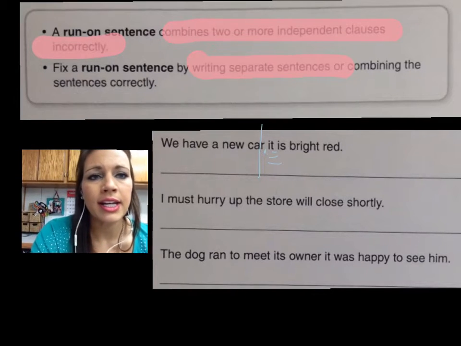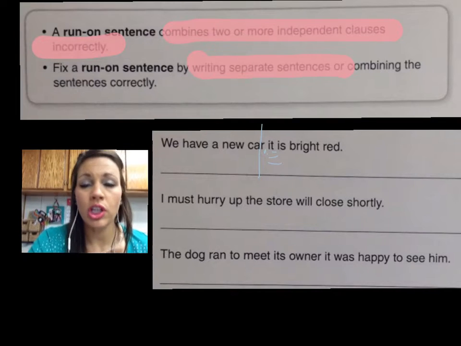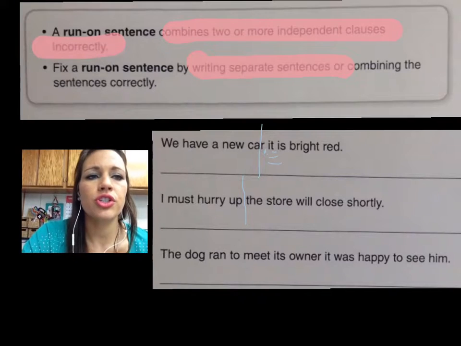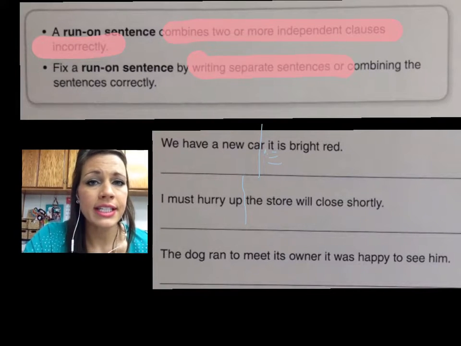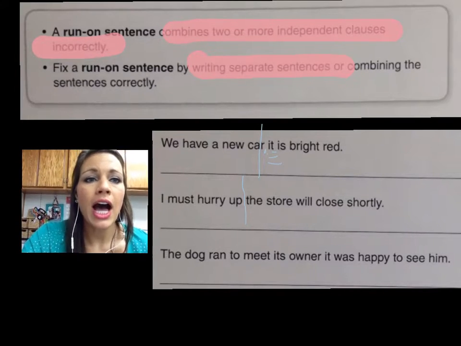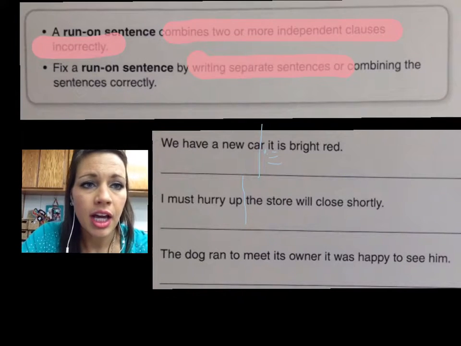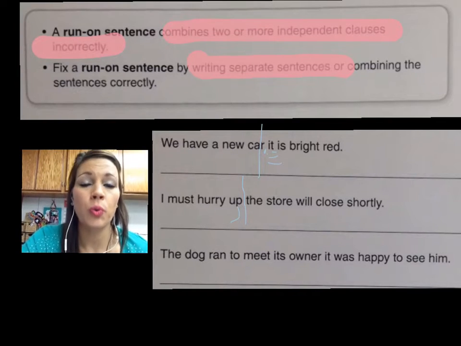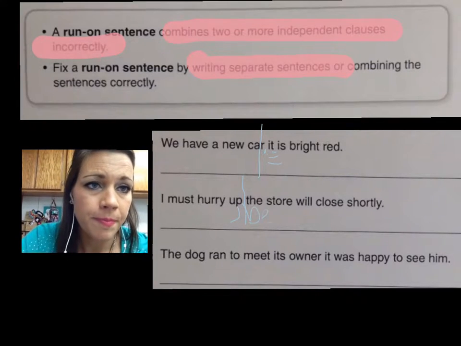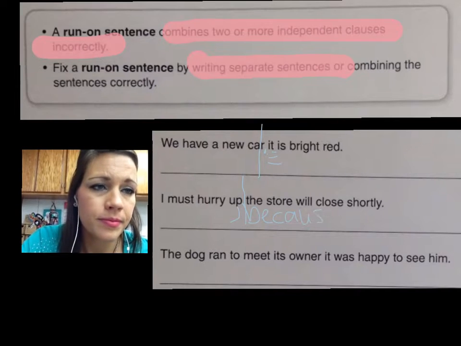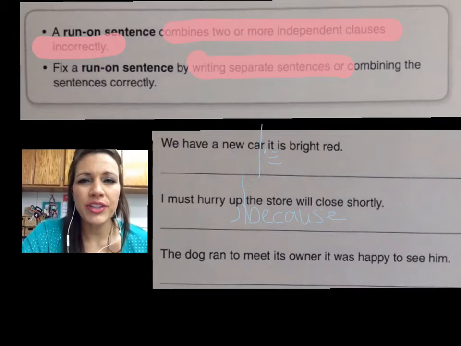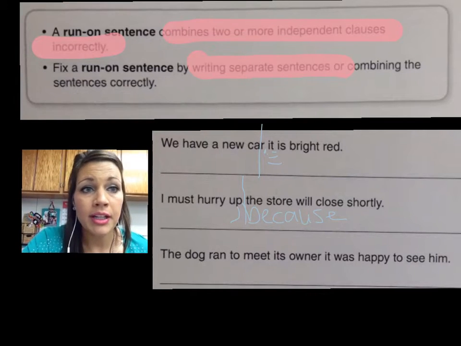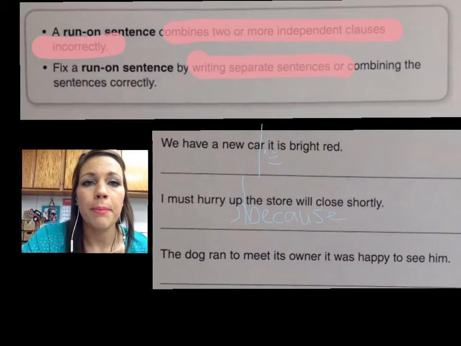Let's look at the second one. I must hurry up, the store will close shortly. Those are two separate sentences. Let's put them together this time. I must hurry up, comma, and then you're going to add that subordinating conjunction. To me, the word because makes sense here. Okay. So let's read the new sentence. This is one sentence. I must hurry up, comma, because the store will close shortly, period.